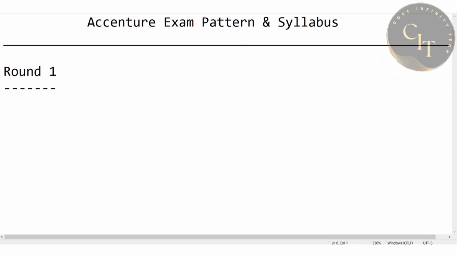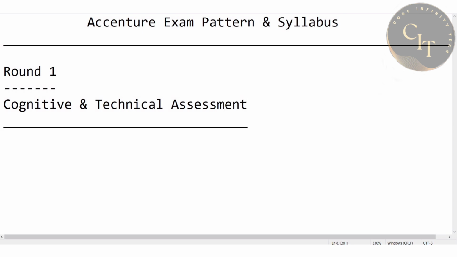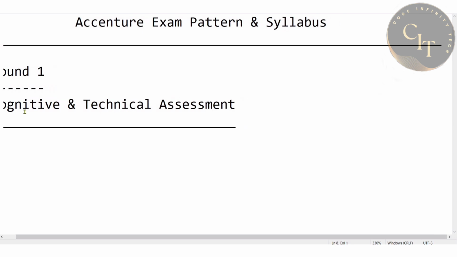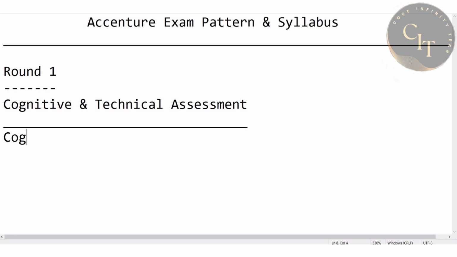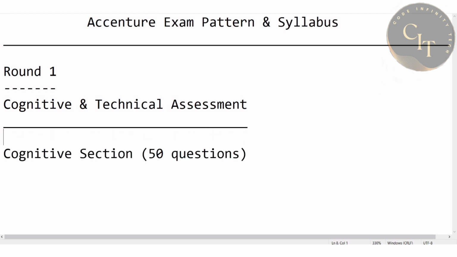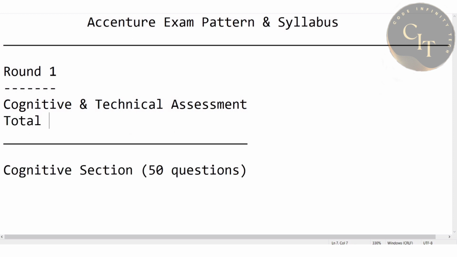The first round will be the cognitive and technical assessment. This will be an MCQ based assessment. In total there will be 90 questions and 90 minutes of time, so in those 90 minutes you have to answer the 90 questions. For us there was no negative marking, so we answered all the questions.